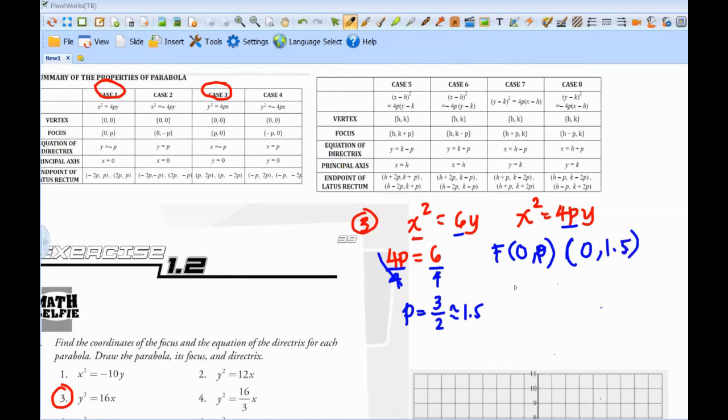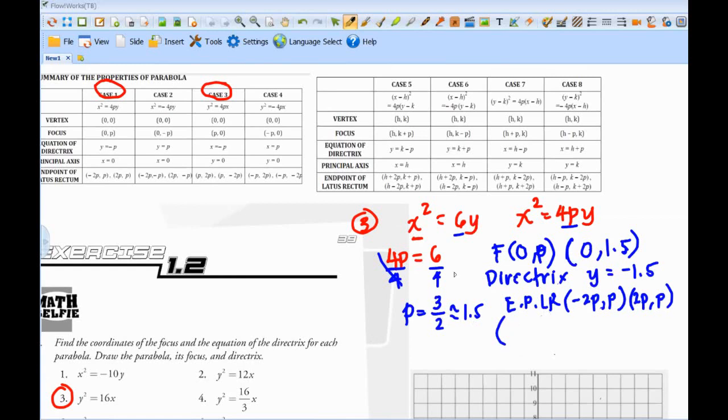Now we have our directrix. The directrix is at y equals negative p, so negative 1.5. And the endpoints of the latus rectum are (-2p, p) and (2p, p). So we have the endpoints: negative 2 times 1.5 is negative 3, and 1.5. So (-3, 1.5) and (3, 1.5).